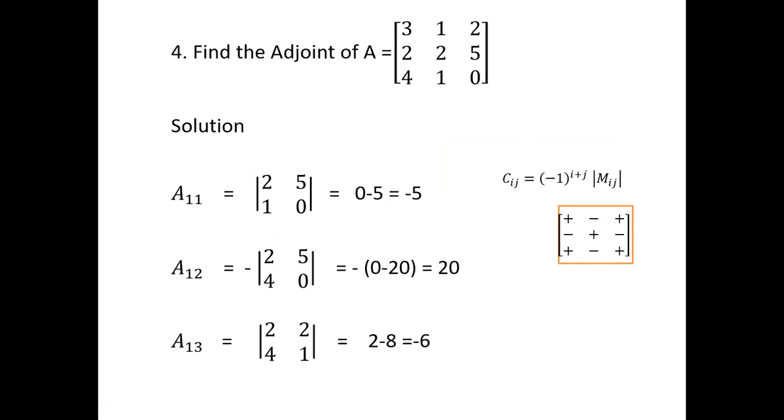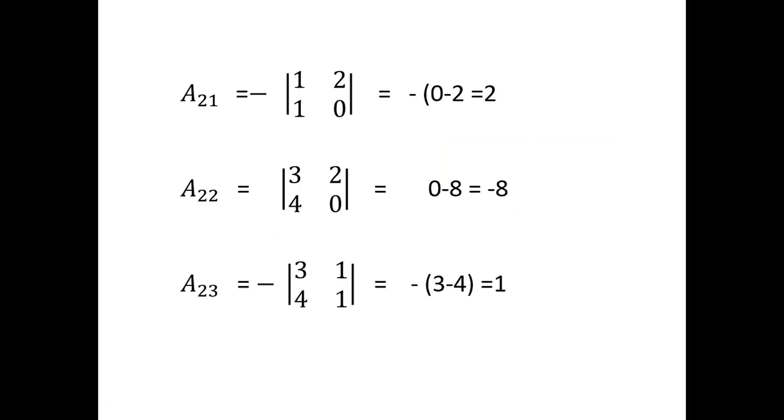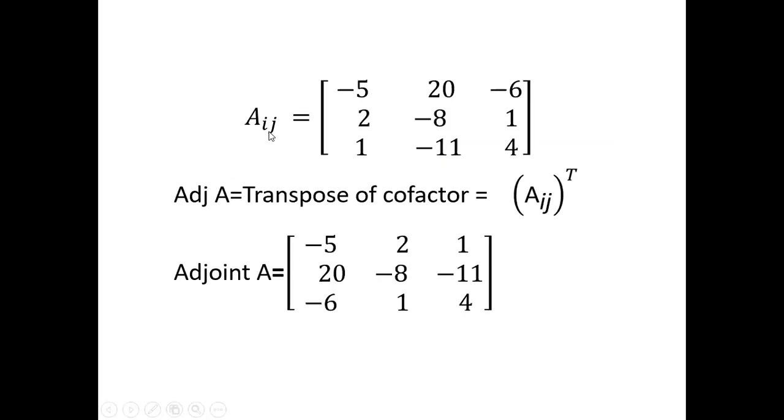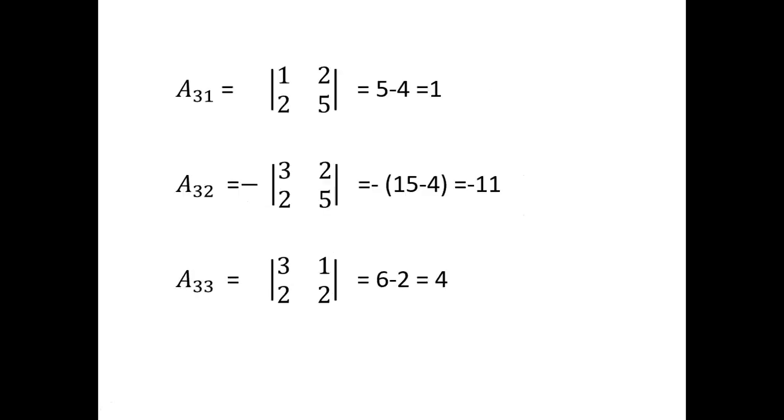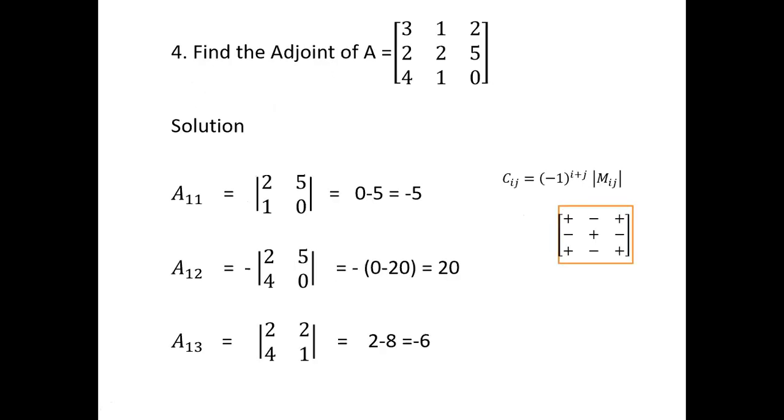Then find the adjoint of A. This is a 3 by 3 matrix. Find the adjoint of A. And what is the formula for finding the adjoint of A? Adjoint of A equals the transpose of the cofactor matrix, Aij transpose. Therefore, first you want to find the cofactor matrix. What is the formula for finding the cofactor? Cofactor Cij equals minus 1 to the power i plus j into the determinant Mij, where Mij is the minor.